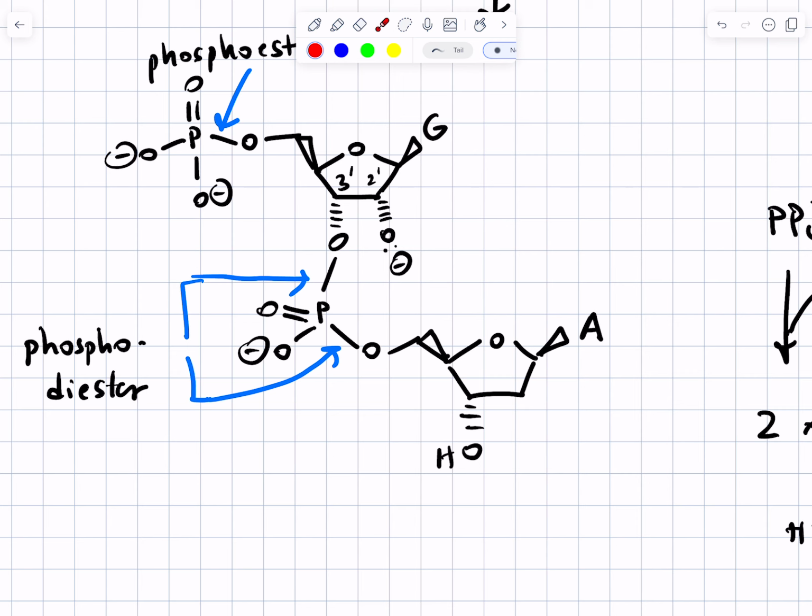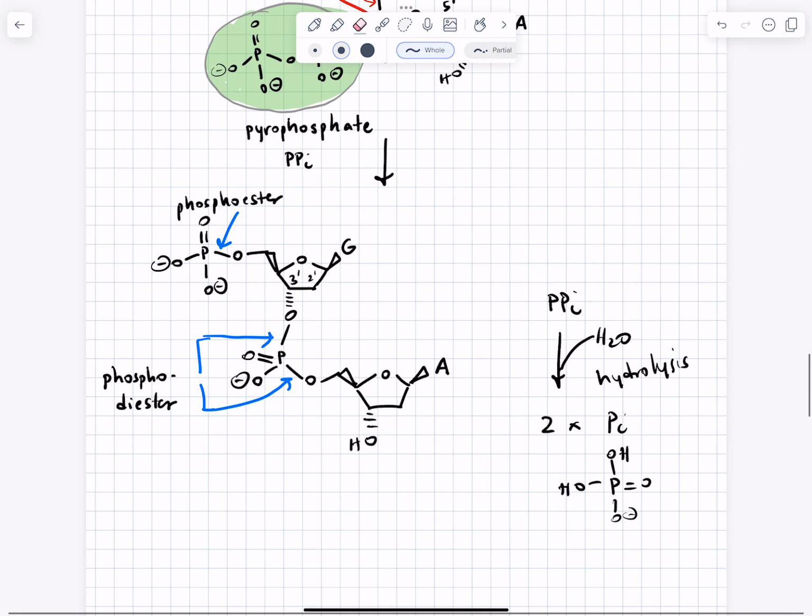And so with RNA, you have to be careful with basic conditions. The presence of that 2' hydroxy group basically introduces an internal nucleophile that can break apart the phosphodiester linkage. There's more to say about that, but I'll perhaps leave that for your biochemistry class.